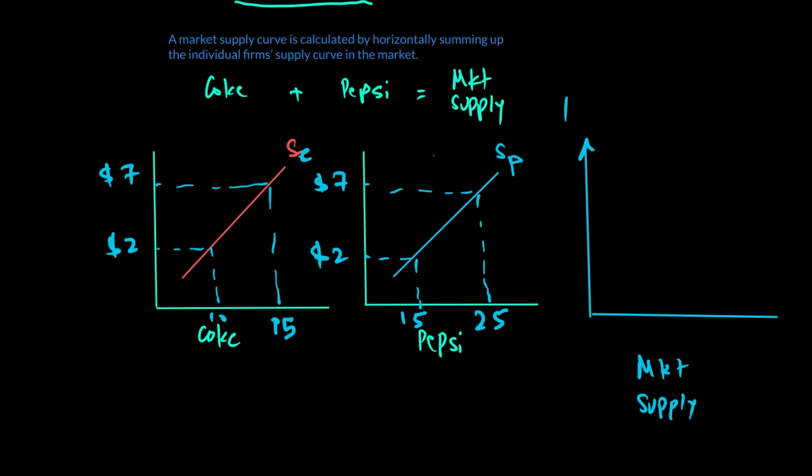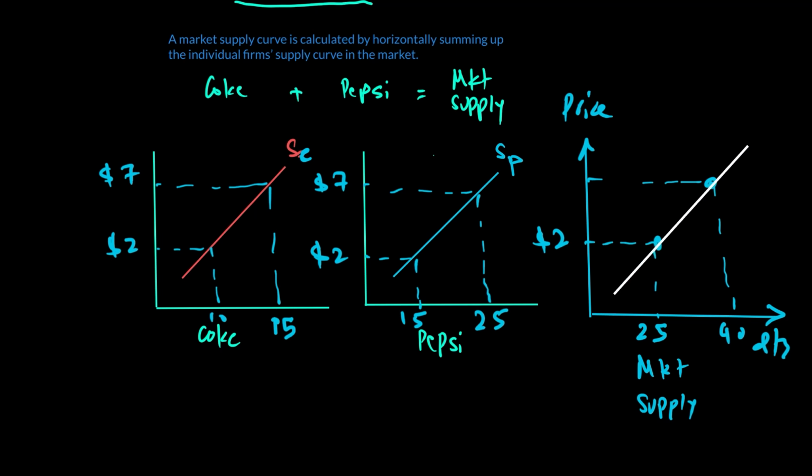So if I want to find out the market supply, let's label this price and quantity. At the price of $2, I want to find out the total supply, and the answer is 10 plus 15, so at the price of $2, the total supply is 25 units, and that's done by both Coke and Pepsi. Similarly, at the price of $7, the market supply is 15 plus 25, which makes it 40. So if I join the 2 points together, I get the market supply, something like this, which is my supply curve.